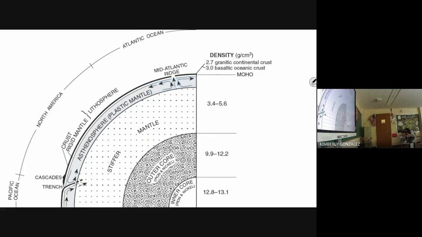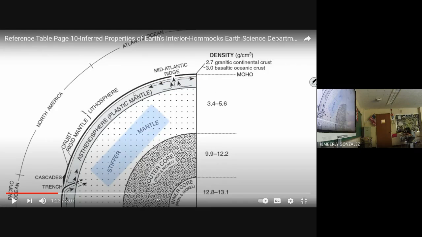Just so you guys know, when he's talking about divergent and convergent, they're talking about Earth Science Reference Table, page 5, I believe it is. Convergent just means that they're going towards each other and one goes underneath the other. Divergent just means that they pull apart.